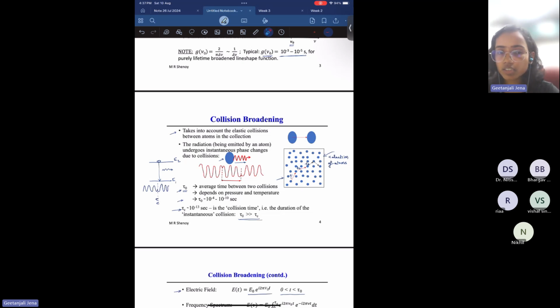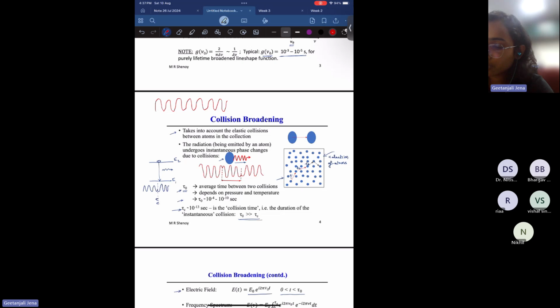It will emit one radiation. And what is the spectrum of this radiation? It will be like this. So it will emit a radiation like this. Okay, so without any collision, what is the spectrum? The spectrum is like this. It's a perfect sinusoid from minus infinity to plus infinity.